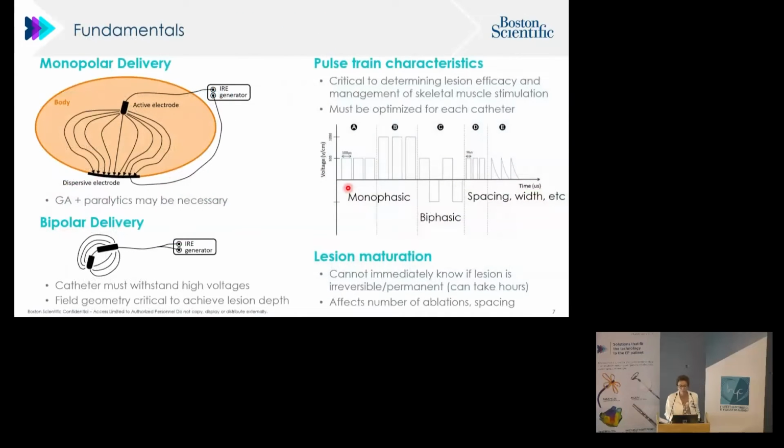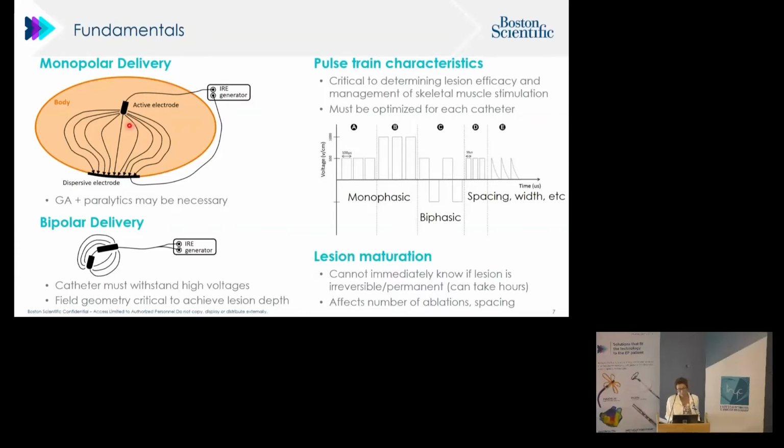Regarding the fundamentals of the delivery, there are different modalities of delivery for PFA and a lot of different parameters we can play with. First, the mode of delivery. There are two different modes. The first one is the monopolar one, with the electrical field created between an active electrode on one side and a dispersive patch. It looks a little like RF energy.